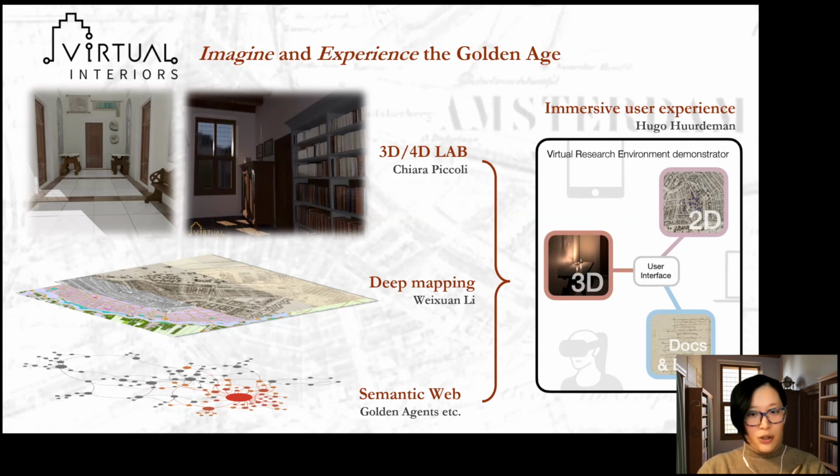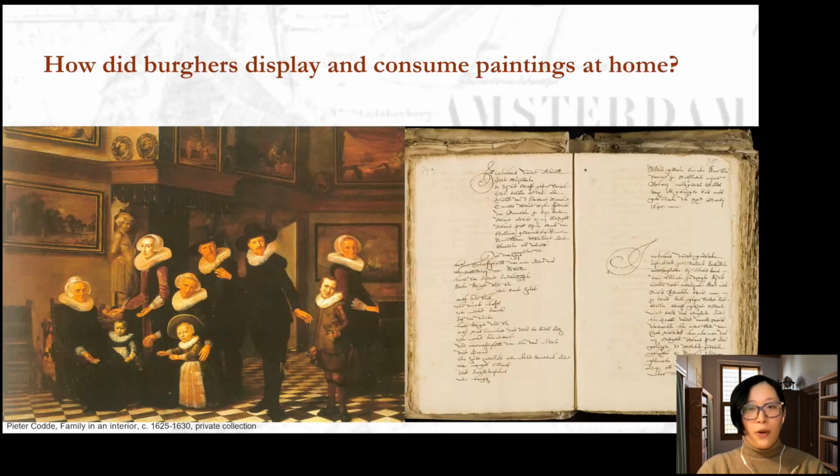My own research tries to understand the importance of urban and interior spaces in the production and consumption of art by analyzing inventories and other historical sources with computational tools. In this talk, I will focus mainly on the consumption side of art and try to answer the question of where and how ordinary Amsterdam citizens displayed paintings at home. I will do so by applying novel digital methods to the inventories in the Montias database.